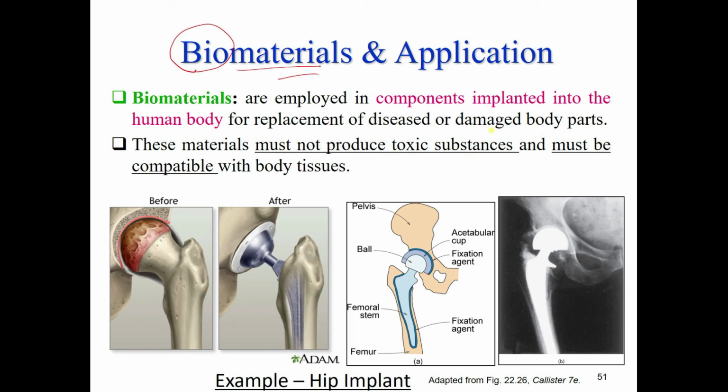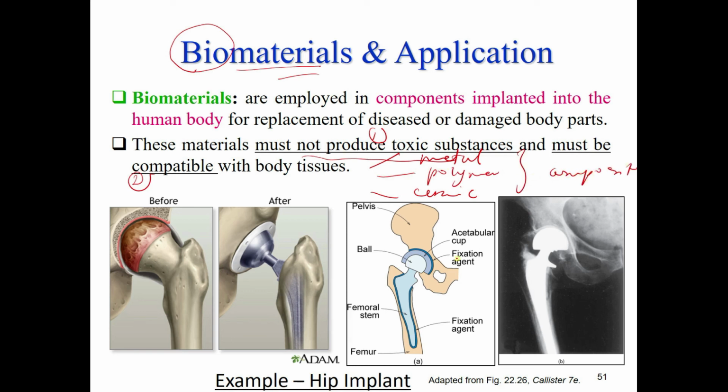These materials are supposed to be safe for the body. One, it should not produce toxic substances when utilized in the body. And second, it should be compatible with body tissues. It can be either metal, ceramic, polymer, or even composite.